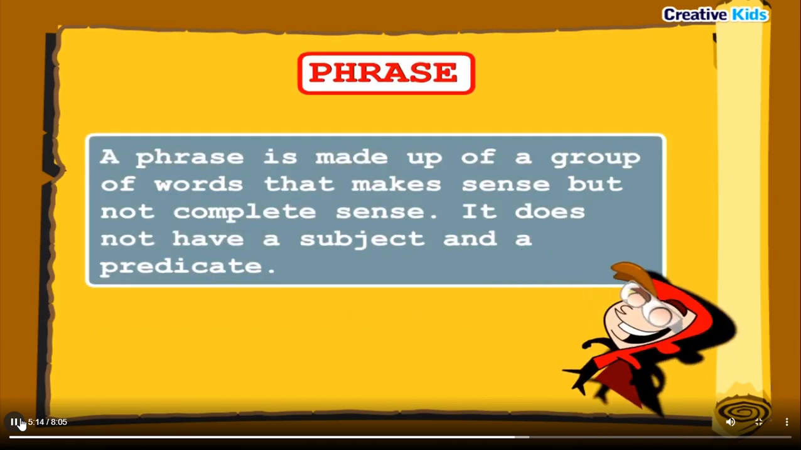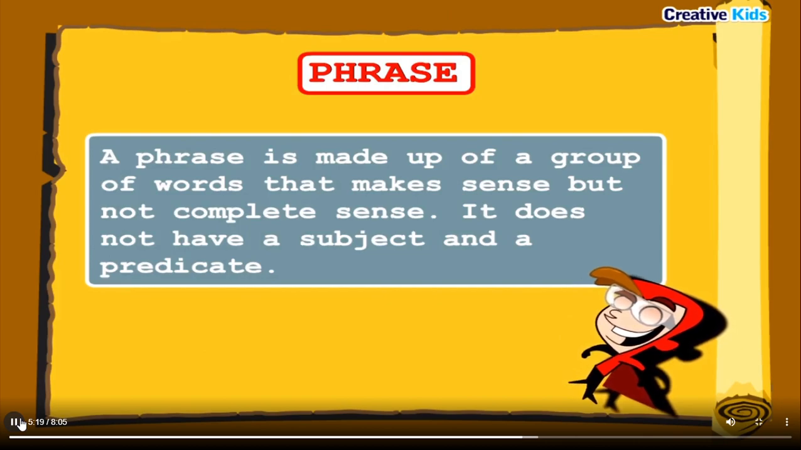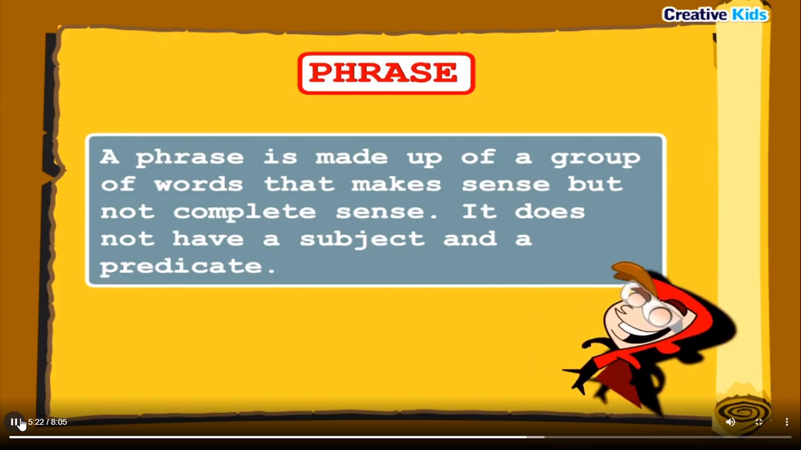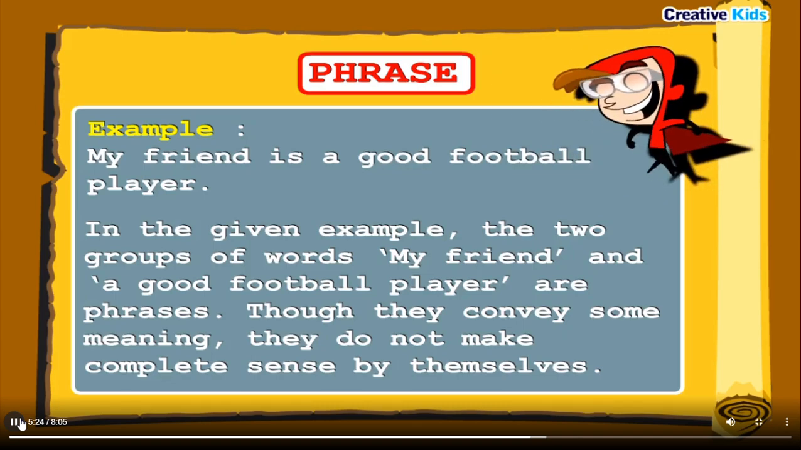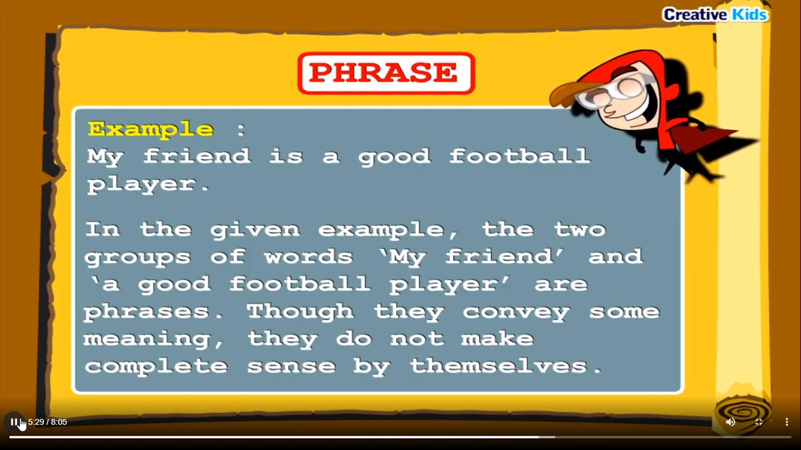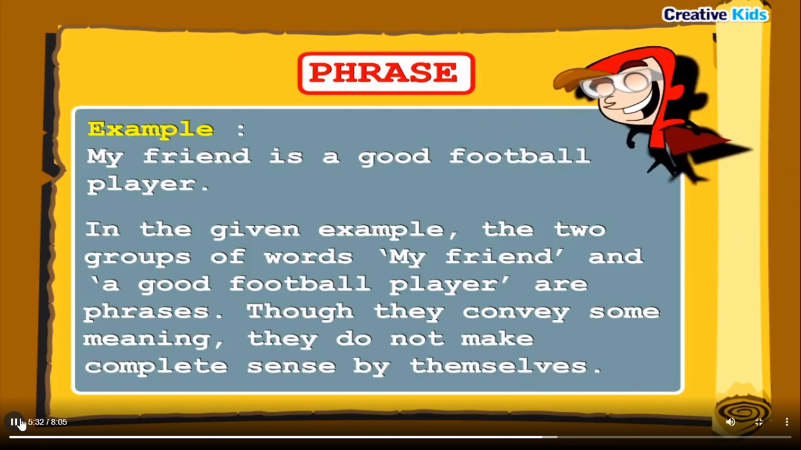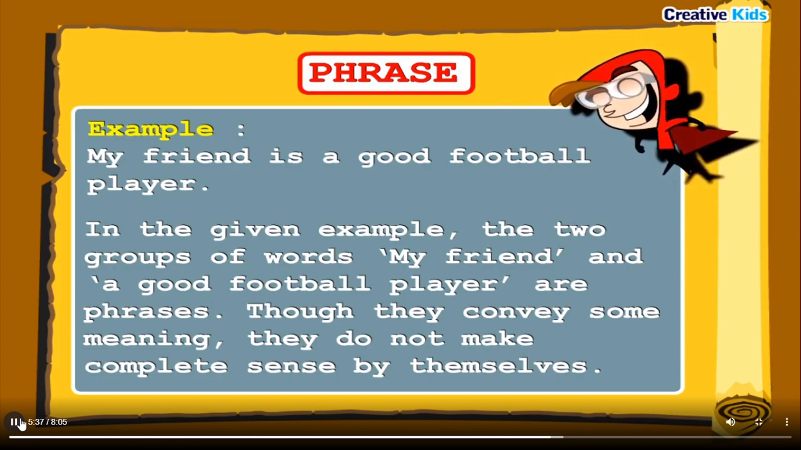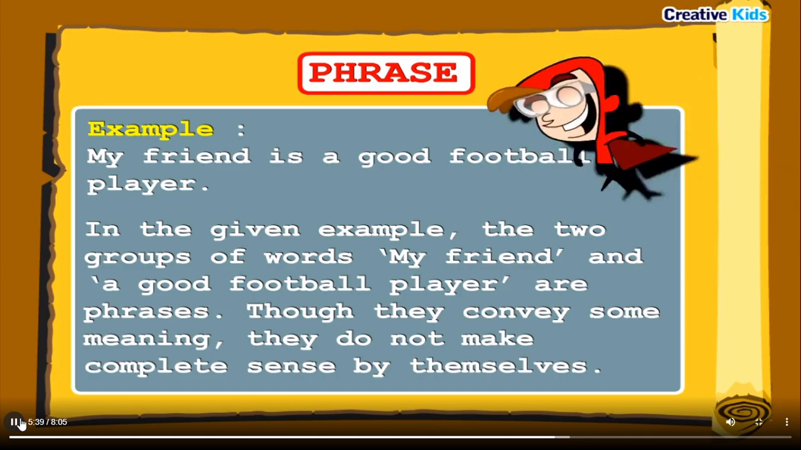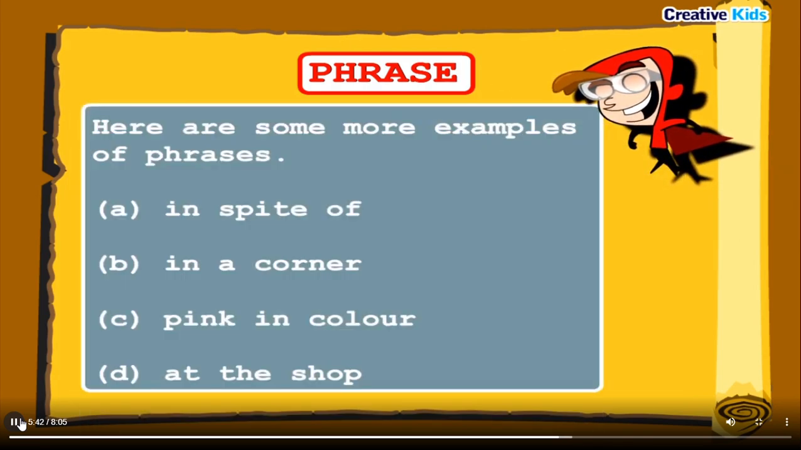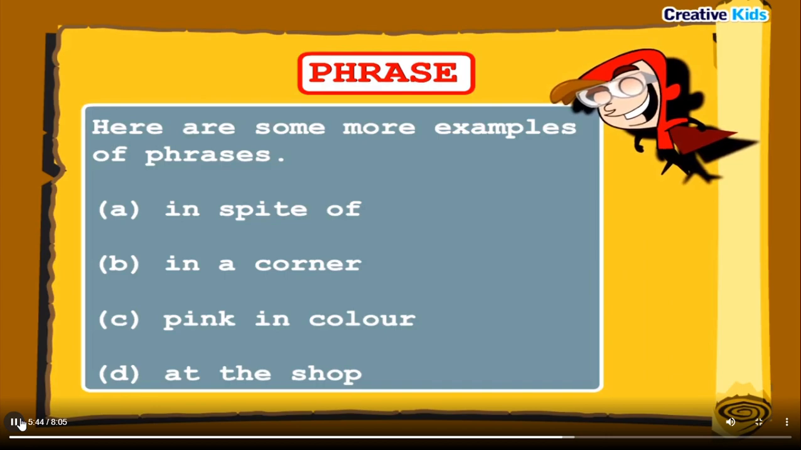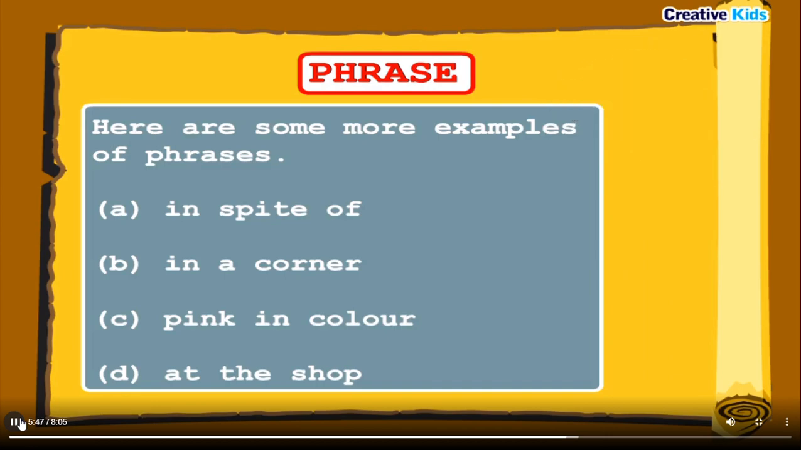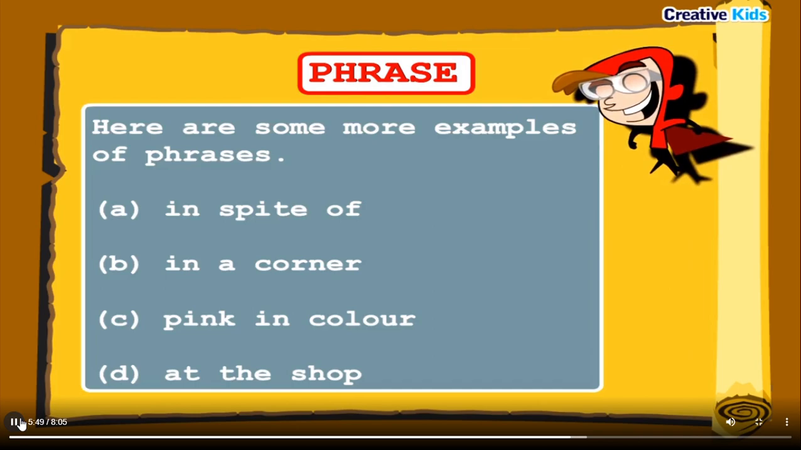Phrase. A phrase is made up of a group of words that make sense but not complete sense. It does not have a subject and a predicate. Example: My friend is a good football player. In the given example, the two groups of words, my friend and a good football player, are phrases. Though they convey some meaning, they do not make complete sense by themselves. Here are some more examples of phrases: in spite of, in a corner, pink in color, at the shop.